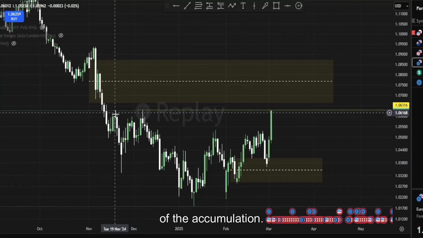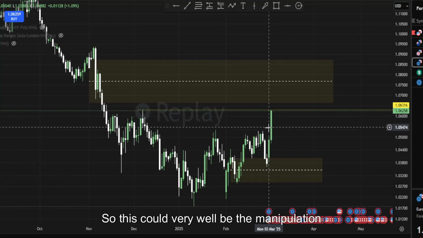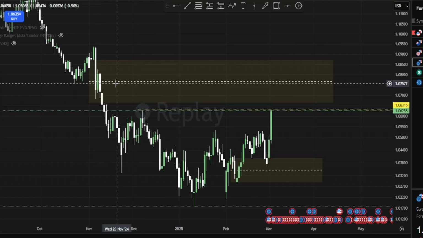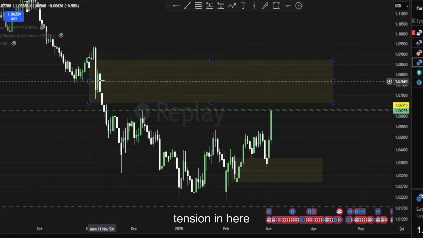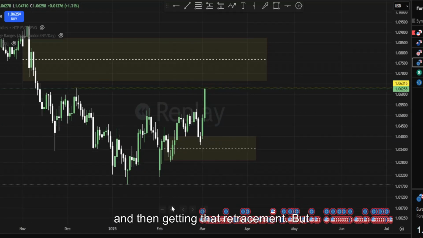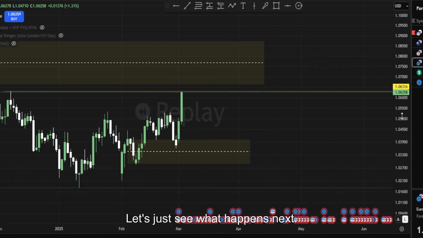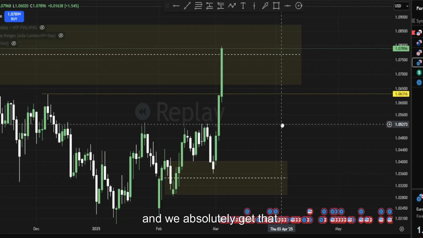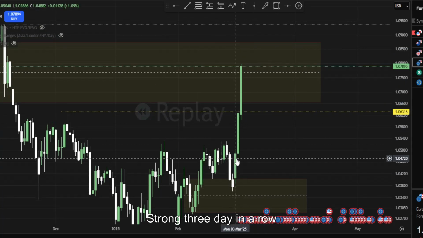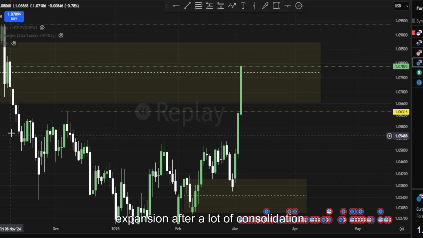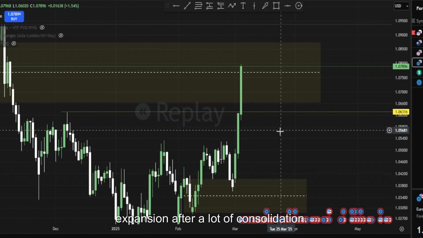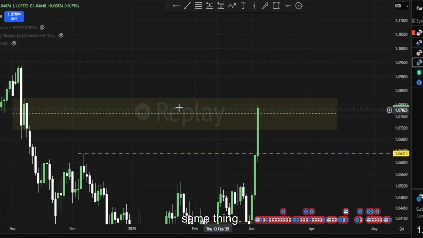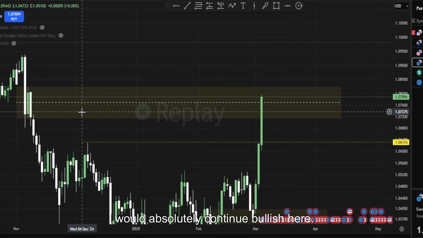Here's the high of the accumulation. So this could very well be the manipulation, clearing this, running into the tension in here, and then getting that retracement. But we're predicting at that point. Let's just see what happens next. Next candle will remain bullish, and we absolutely get that. Strong three-day in a row expansion after a lot of consolidation. We actually close above the 50% here. Same thing. So I would absolutely continue bullish here.